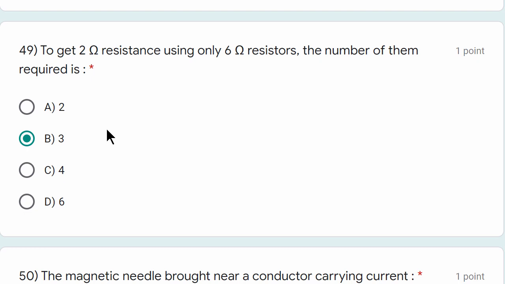Because 1 by 6 plus 1 by 6 plus 1 by 6, that will become 3 by 6. 3 by 6, that is 1 by 2. So that is how you figure out how many resistors you need to get 2 ohm resistance. If you connect in series, the resistance you just add. But if you connect in parallel, you have to use the 1 by R formula.